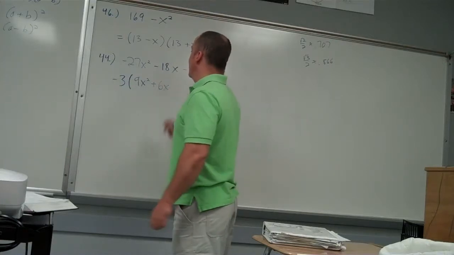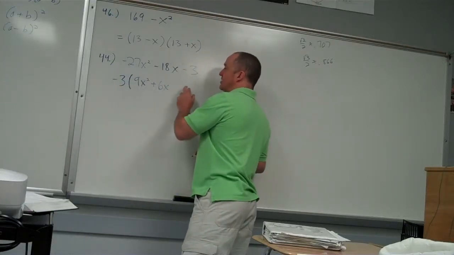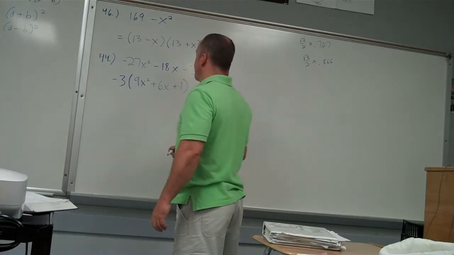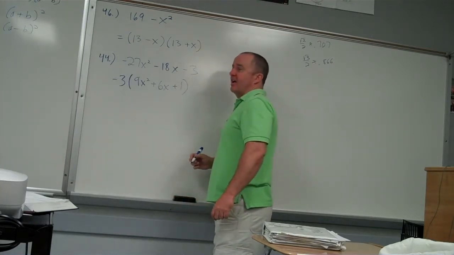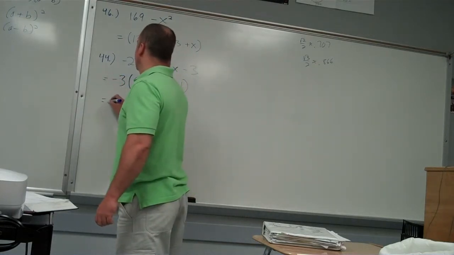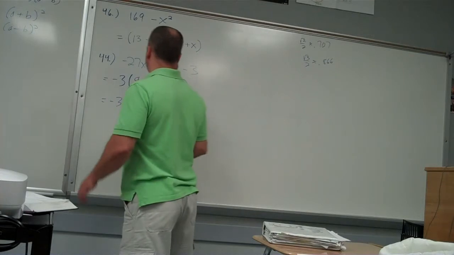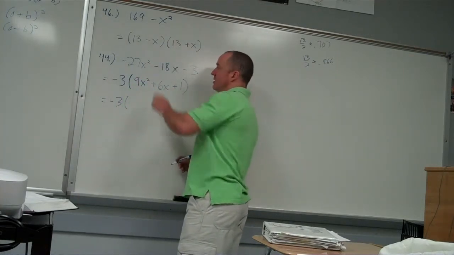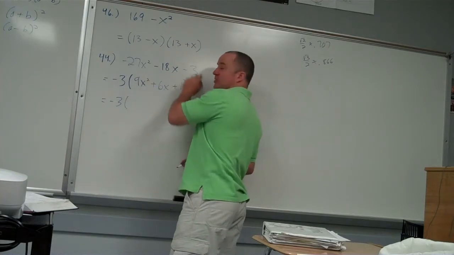Plus 6x, and negative 3 times what gets me minus 3? 1. Plus 1. And now I bring down the negative 3. Can you just tell me you're doing 3 times what equals 27, 3 times what equals 18, and 3 times what equals negative 3, yeah?